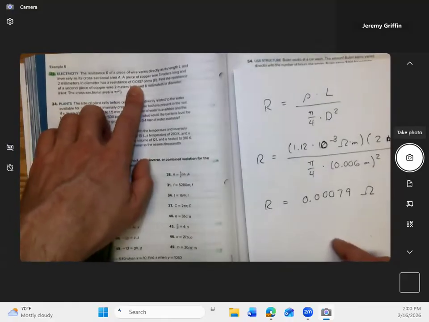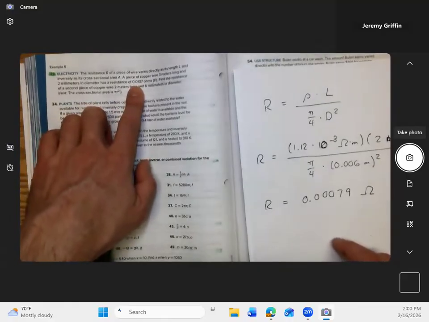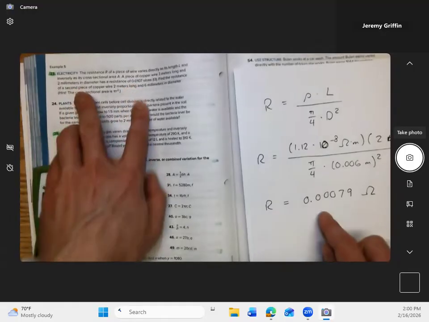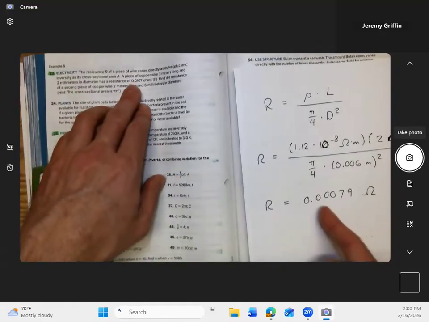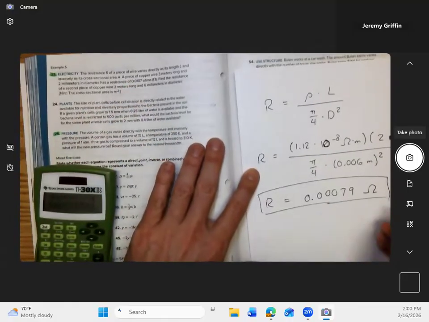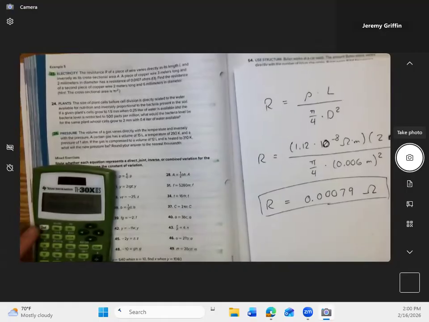Well, their last resistance was pretty small. And this wire is even shorter and has a greater cross-sectional area, so this resistance would be even less than the other resistance they gave us. So this definitely looks reasonable. Yeah, so there you go. A tiny number of ohms.